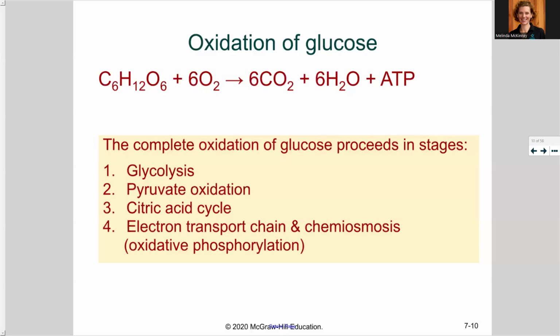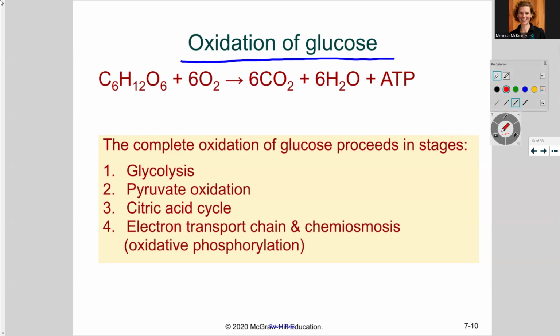Bio 181, Chapter 7 on cellular respiration. Now we're diving into the stages of the oxidation of glucose. So there are 4 stages. This video is on glycolysis. There's 2 more videos on pyruvate oxidation, the citric acid cycle, and the electron transport chain. So we'll start with glycolysis.